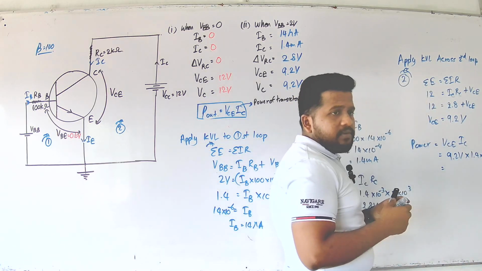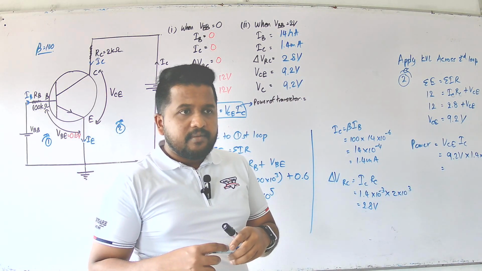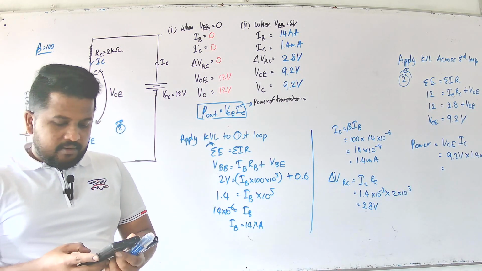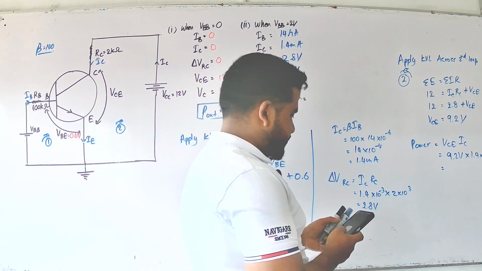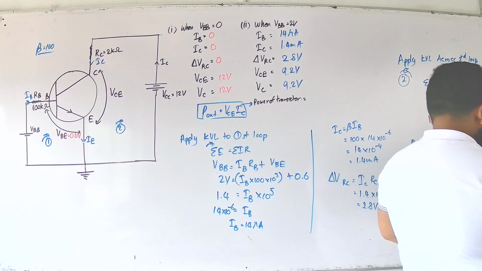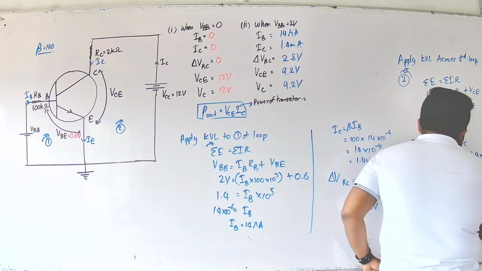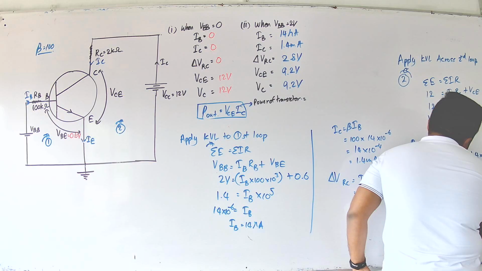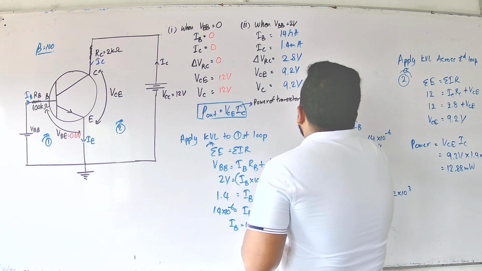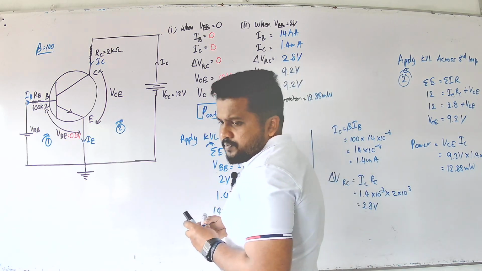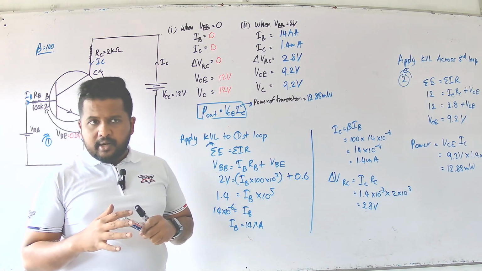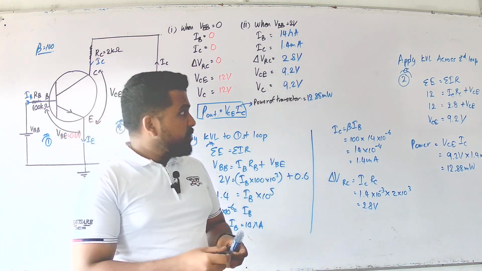So what is the value? 9.2 into 1.4 gives 12.88 milliwatt. So this is correct. Number 3.